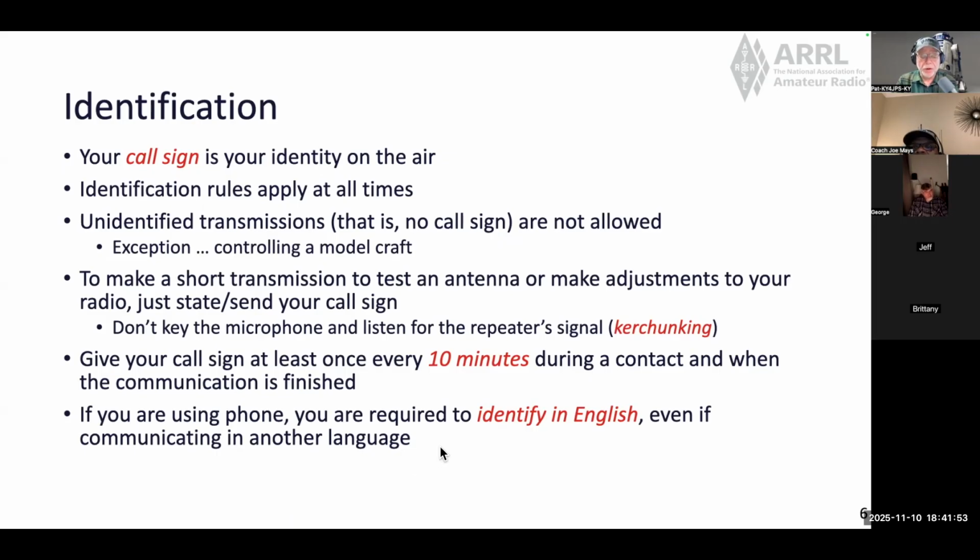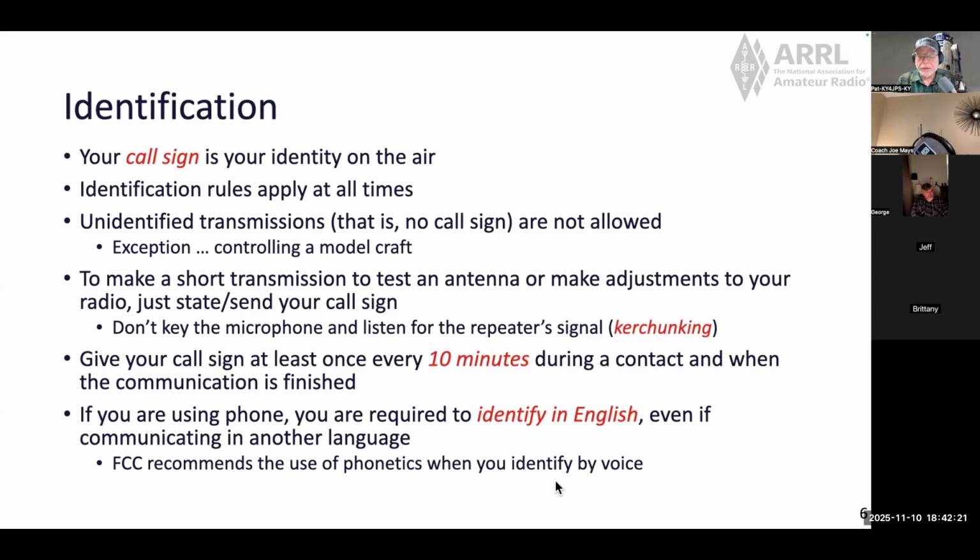So you will hear Spanish-speaking people maybe on the airwaves, and if they identify properly, they should give their call sign in English. FCC recommends using the phonetics when you identify by voice, KY Ford JPS, or I can say Kilo Yankee Ford Juliet Papa Sierra. And the reason they recommend that is it's easier to identify your call if you're using Kilo Yankee Ford Juliet Papa Sierra.